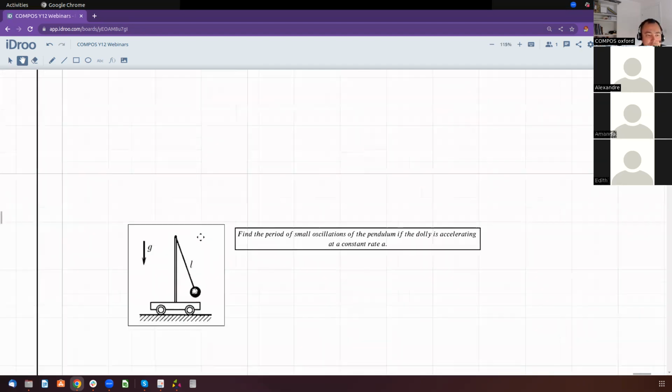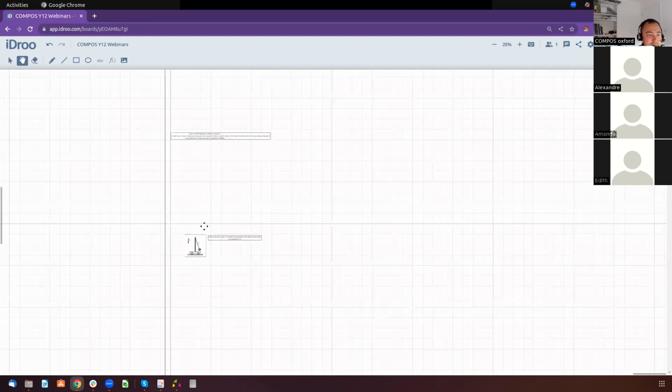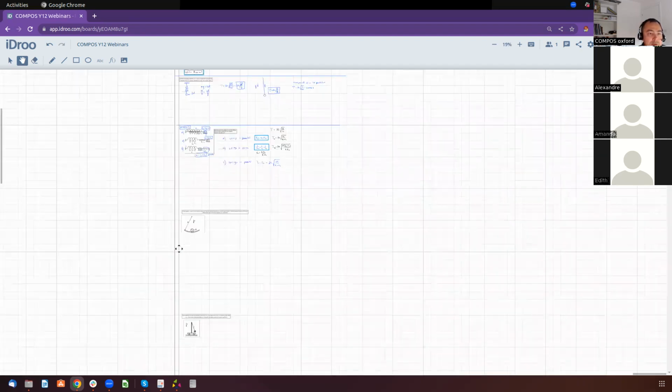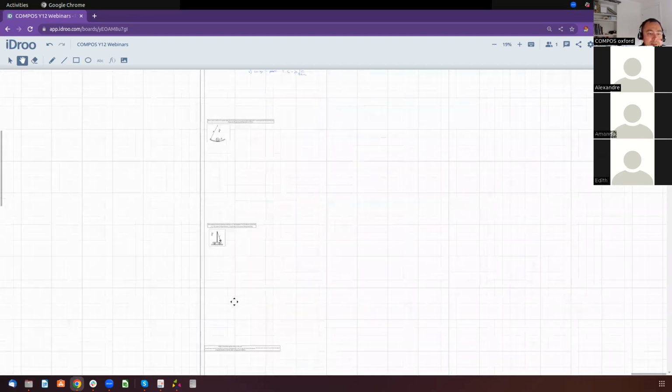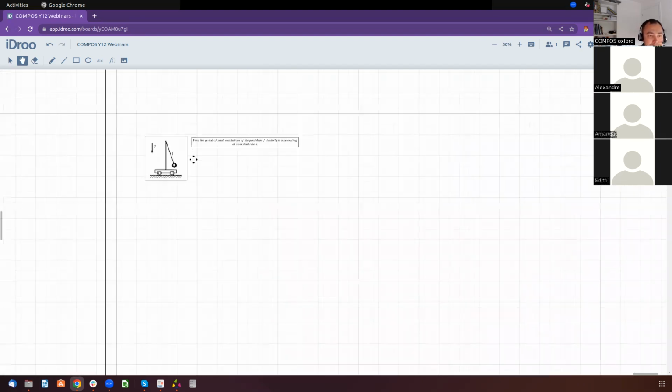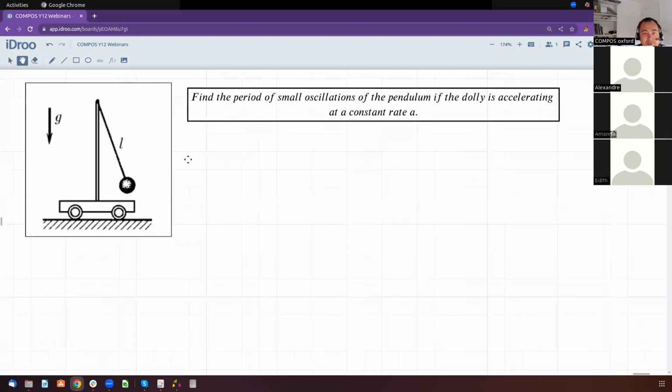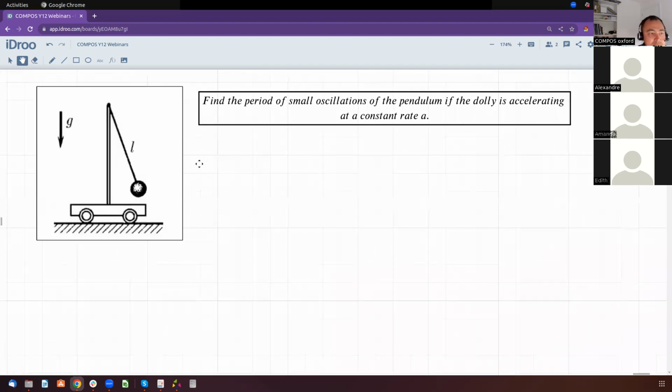This one is problem 6, so I'm going to label them. Anyways, let's start with this one. Find the period of small oscillations of the pendulum if the dolly is accelerating at a constant rate A.